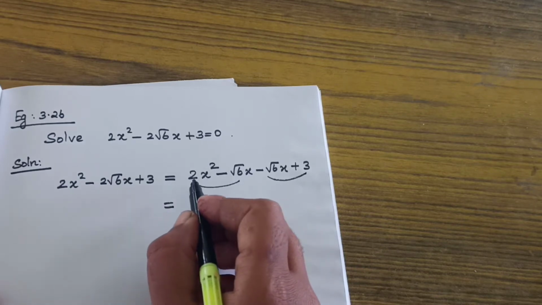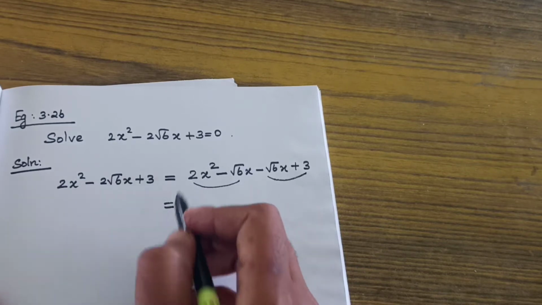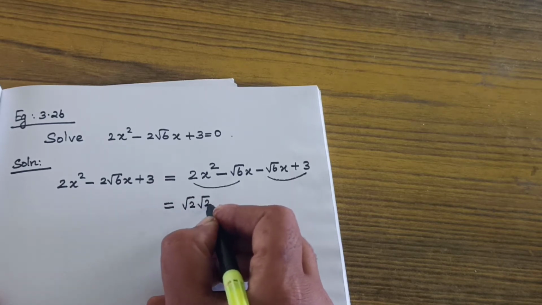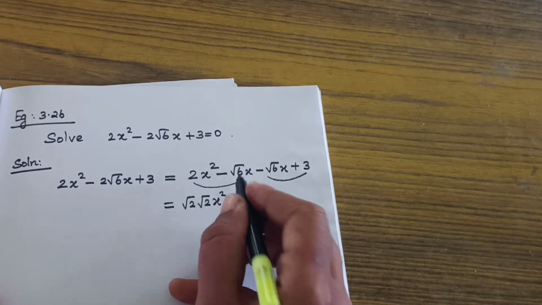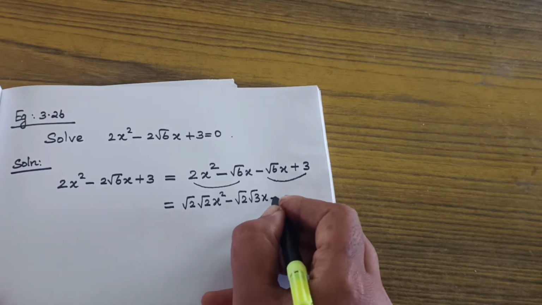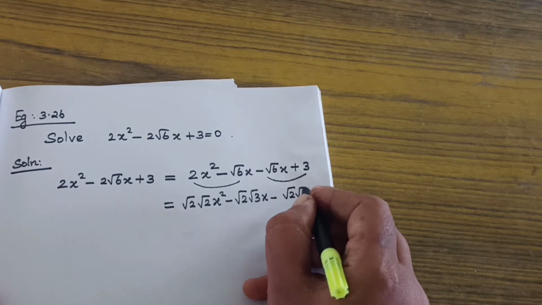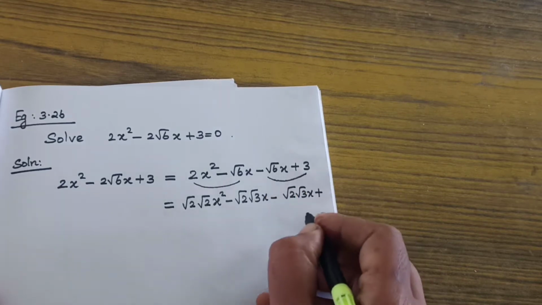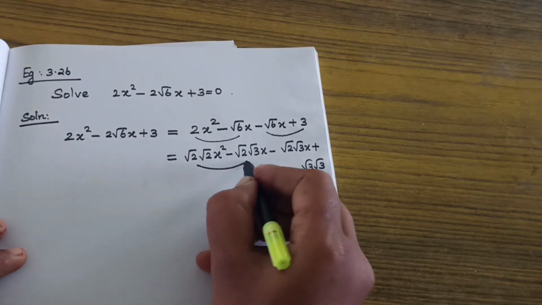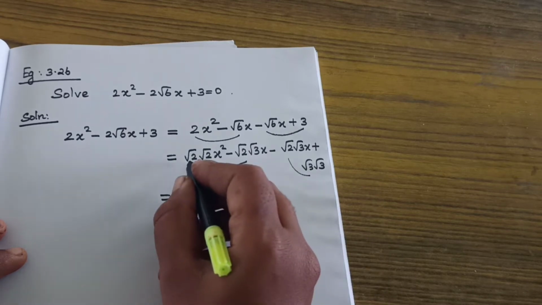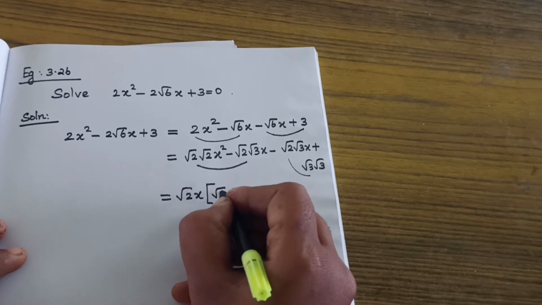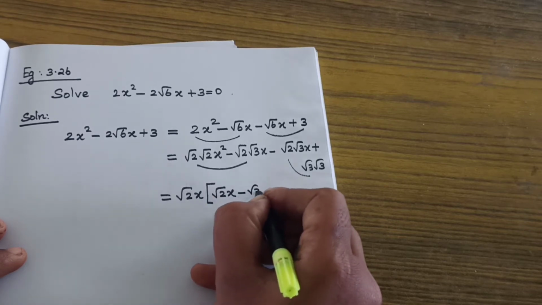Since it is a root number, I need to write this also as a root number. So, 2, how can I write it in root number? Root 2 into root 2 x square, minus root 6, which I write as root 2 into root 3 x, minus this also root 2 into root 3 x, plus 3, which I can write as root 3 into root 3. Now two terms you can take common. These 2 terms and these 2 terms. So here root 2 x is common and inside, root 2 x minus root 3.